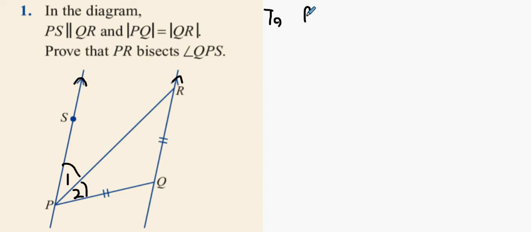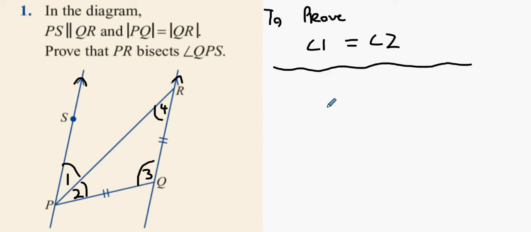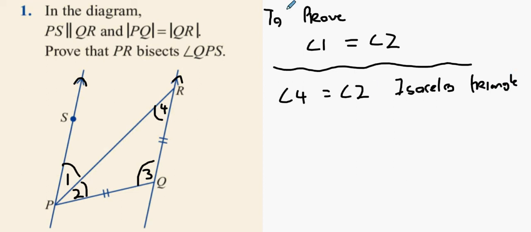So to prove angle 1 equals angle 2. Right, so we're just going to put in angles here, 3, 4. Okay, so we want to prove that angle 1 equals angle 2. So what we're going to say is that angle 4 equals angle 1, sorry, angle 2, because it's an isosceles triangle. See the way you're given that, so that's an isosceles triangle. So you know the two of these are the same.